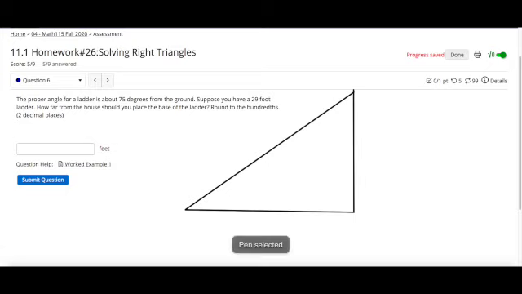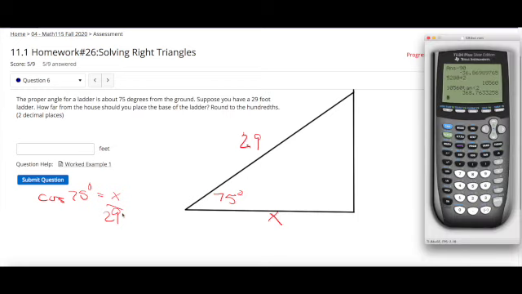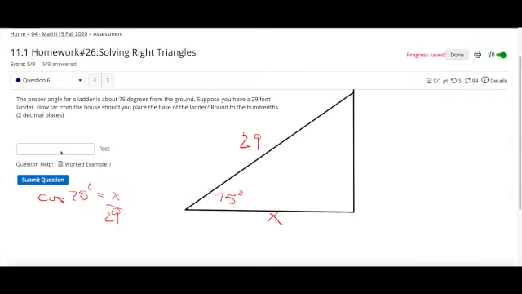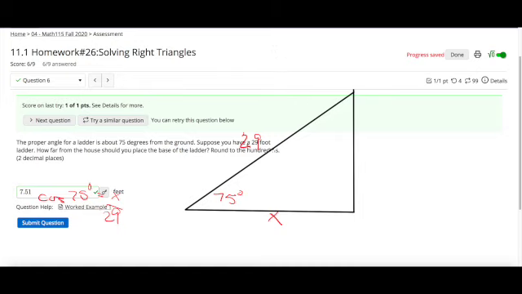Okay, the proper angle for a ladder is about 75 degrees from the ground. And we have a 29-foot ladder. And they want to know how far from the base of the ladder should we do it. So we need this one. Adjacent, hypotenuse, cosine. Cosine of 75 degrees is equal to x over 29. So we're going to put that in. 29 cosine of 75. 7.51 in this case. 7.51. Boom. Okay, we're at 7.